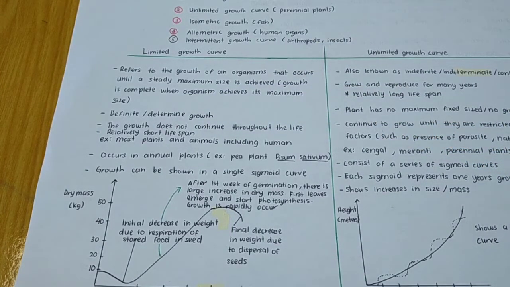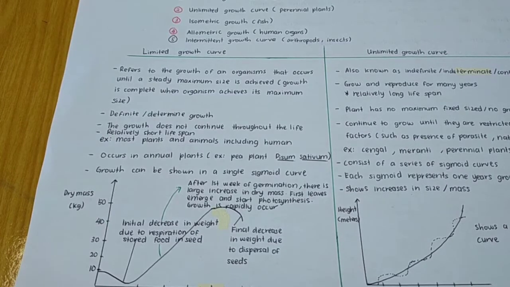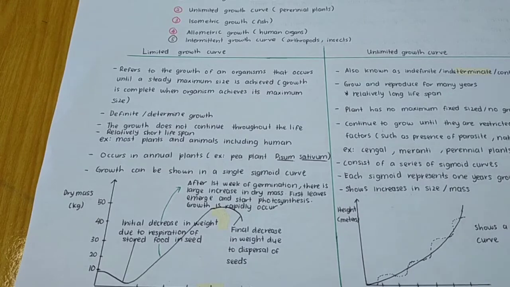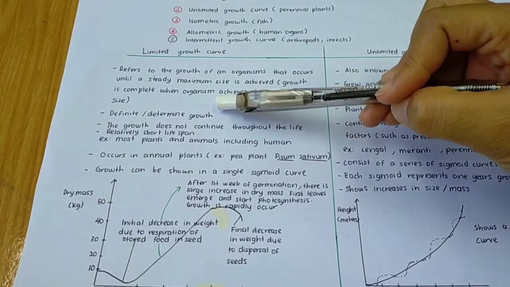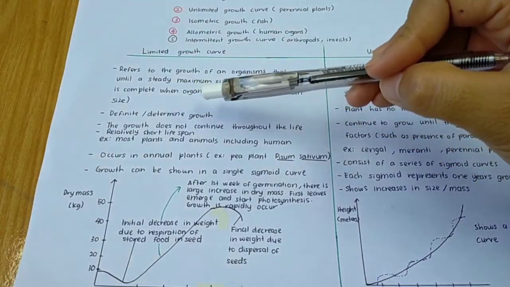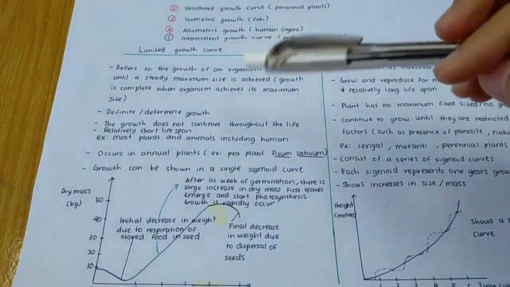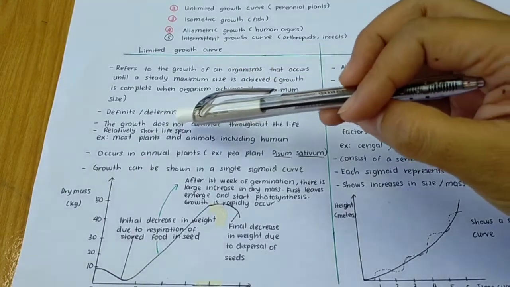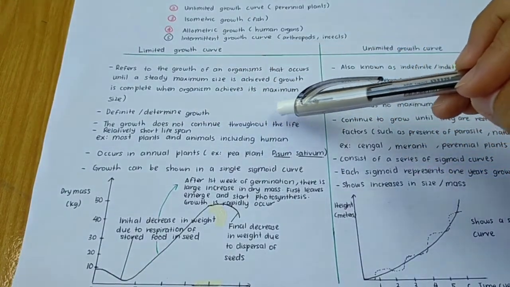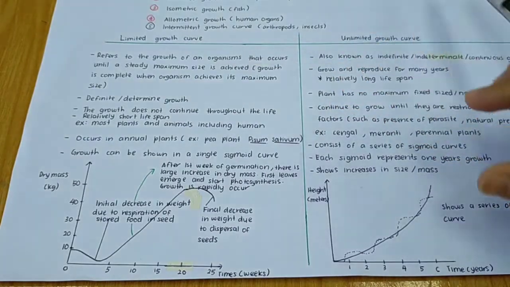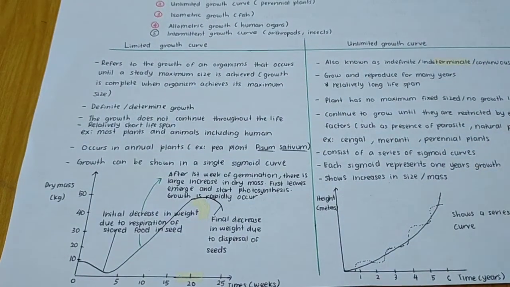Maksudnya bila berlakunya growth of an organism and then the growth reaches its maximum size, the growth does not occur anymore. Growth tu akan berhenti. So ni yang kita panggil sebagai limited growth curve. Okay, or limited growth curve also we call as definite or determined growth. And then for limited growth curve, the growth does not continue throughout the life. So relatively, it is short lifespan. Maksudnya growth tak akan berlaku sepanjang hidup dia.